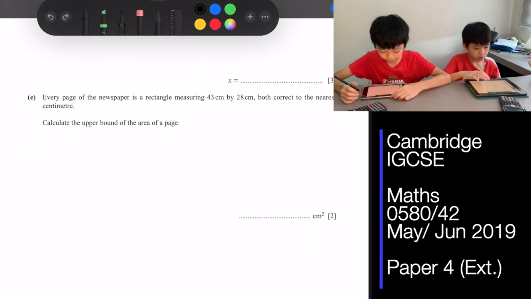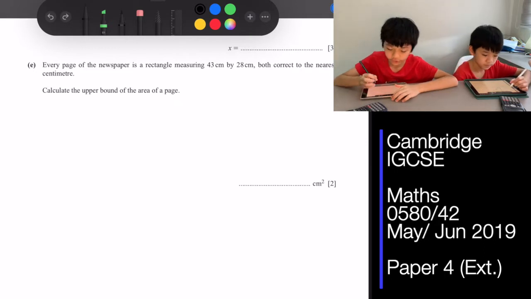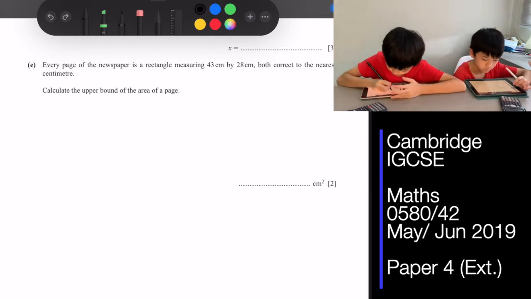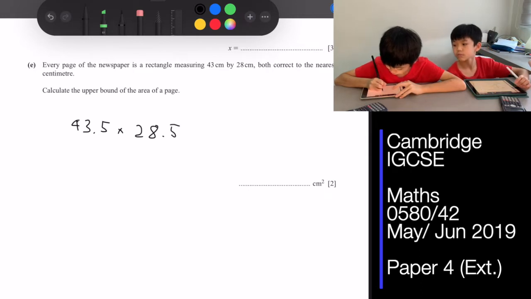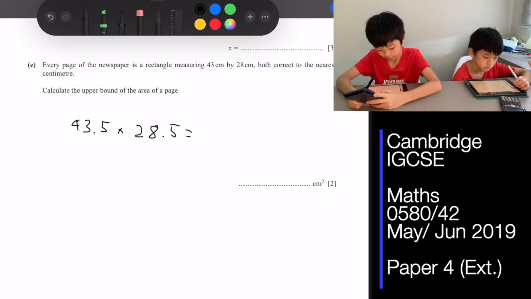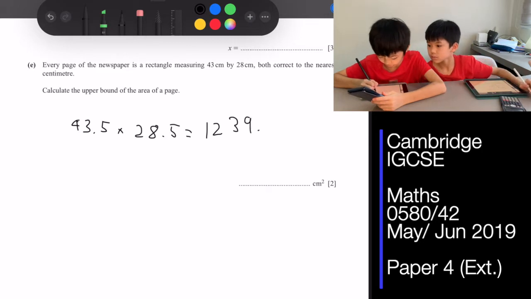Next question. Every page of the newspaper is a rectangle measuring 43 by 28 centimeters, both corrected to the nearest centimeter. Calculate the upper bound of the area of a page. So this is the maximum area of the rectangle. So it's 43.5, rounding to the upper bound, multiplied by 28.5, which is 1239.75 centimeters squared.